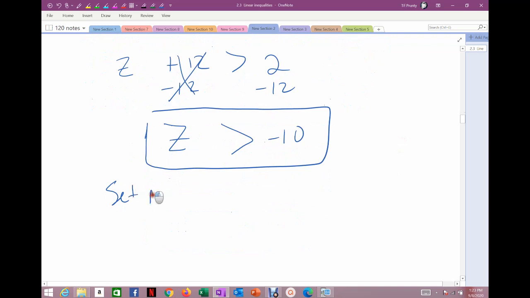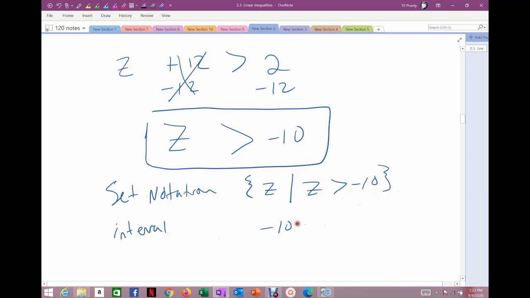All right, so first the set notation. I want every z such that z has got to be bigger than negative 10. For the interval notation, bigger than negative 10 means I start at negative 10 and I'm shooting off to infinity. There's no equal to, so it's parentheses. Negative 10 to infinity. I pick any number between negative 10 and infinity, it'll make it true.